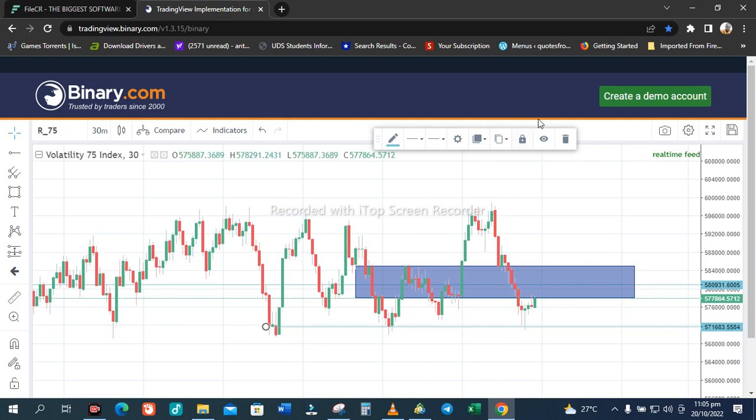All right, so basically that is it. So I'm expecting price to close within this range, within this zone, sorry, and then I am good to go for my buy. All right. So basically that is it, guys.